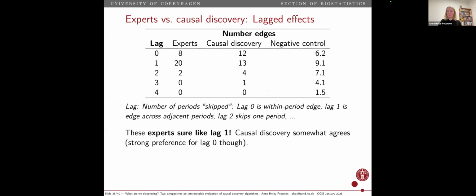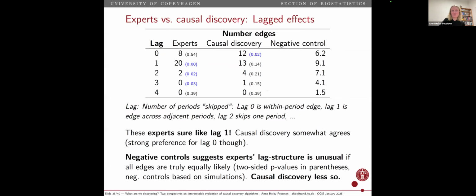So we can compute these averages from negative controls. We can also compute p-values, where we compare these numbers to that number and this number to that number. Those are the ones in parentheses. And in blue, I've marked the ones that are significant at, say, a 5% level. So what we can actually conclude from this is that the experts have a markedly different lag structure than the negative control, but the causal discovery algorithm actually does not.